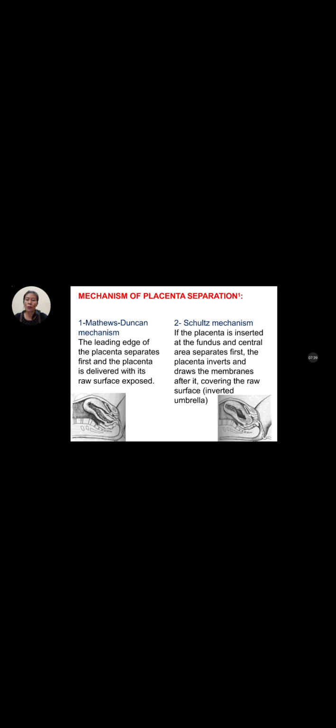So in the first mechanism, the raw surface is exposed, but in Schultze's mechanism of placental separation, the raw surface is inverted and it cannot be seen. In this image also we can see. The first image is regarding the Matthews-Duncan mechanism, and the second is regarding Schultze's mechanism.